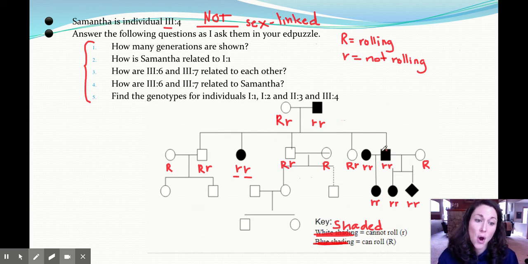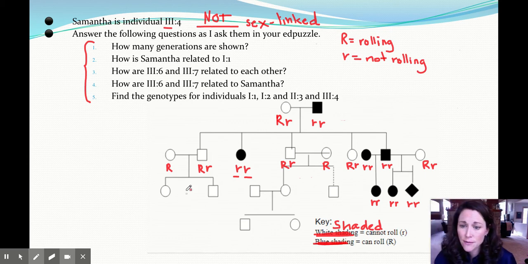But then this son also reproduced with another woman. This woman can roll her tongue and also had offspring with the man that shows that neither of their son or daughter can actually roll their tongue. As a result, as we're looking at this, we know if this daughter got a little r from dad, she also had to get a little r from mom. So mom must be a carrier, or heterozygous, for this trait. And the same for this offspring here.